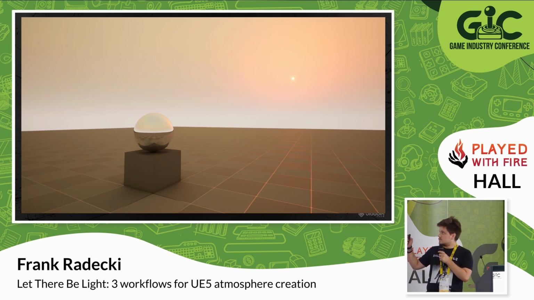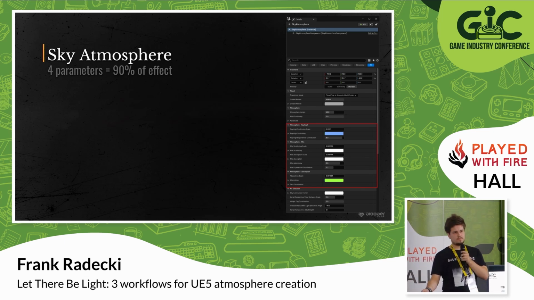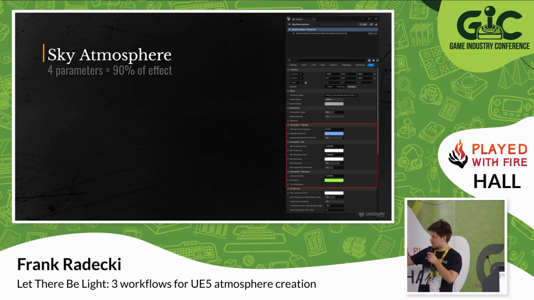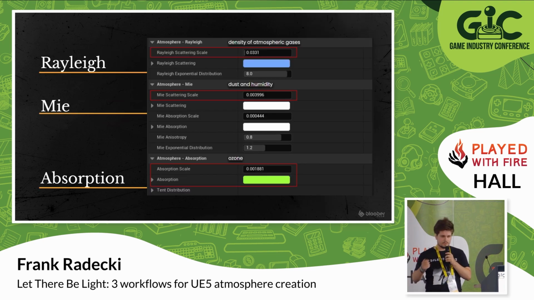But the thing is that as our atmosphere is based on sky atmosphere, we can tweak those parameters to match the real world values, to match the real world effects. You can see that there's a lot of different stuff here that might look really unfamiliar or scary. But actually, there are 4 parameters that make 90% of the effect. And those parameters are, sorry for my pronunciation, rayleigh, mie, and absorption. And I marked them in red.